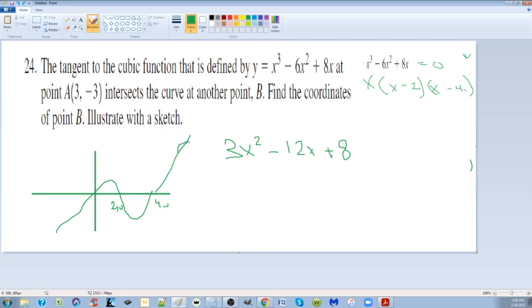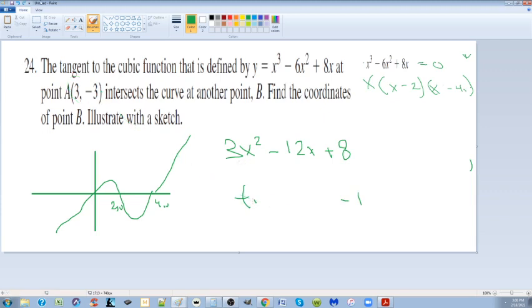Intersects its own curve. Okay, so let's find the slope of this line. When x is 3, I put 3 into here to figure out the slope of this curve. So I get 3 times 3 squared, which is 9, which is 27, minus 3 times this, 36, plus 8. So I get 35 minus 36, so this all comes out to minus 1, which means the slope at this point is equal to that.